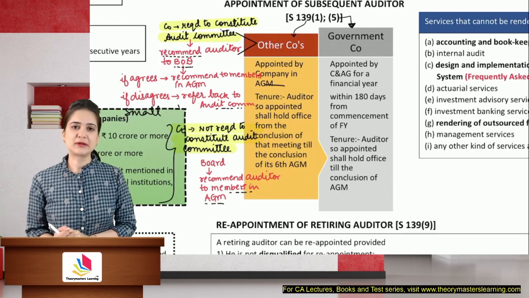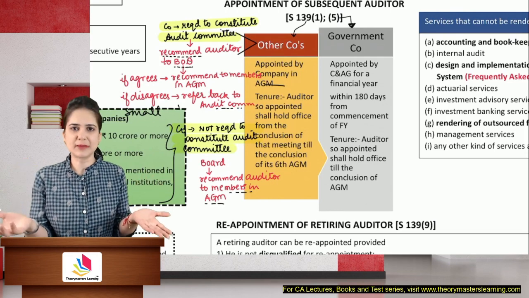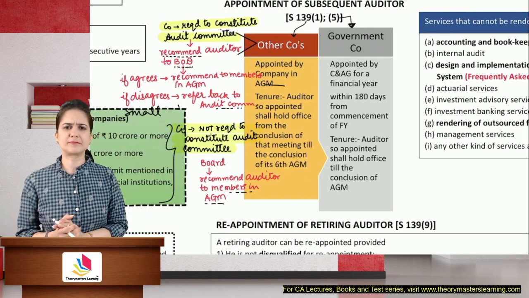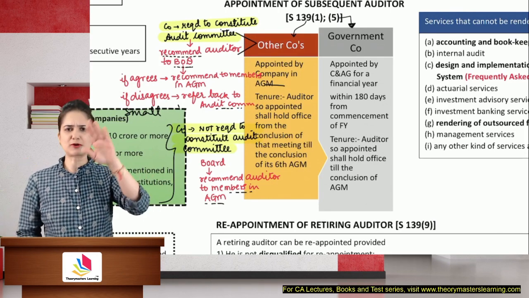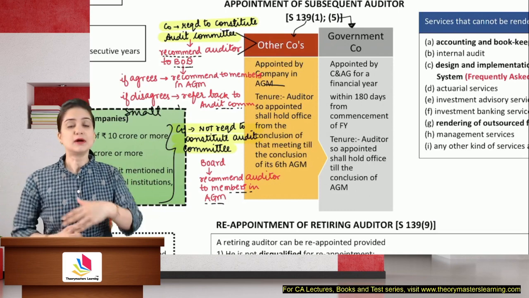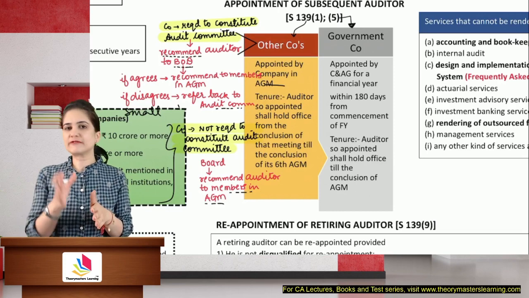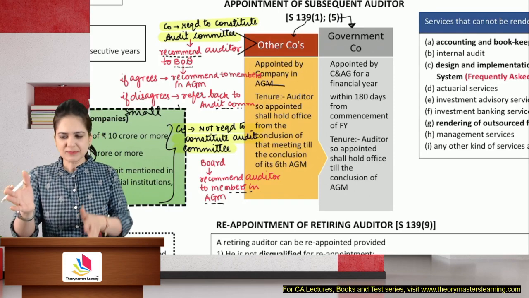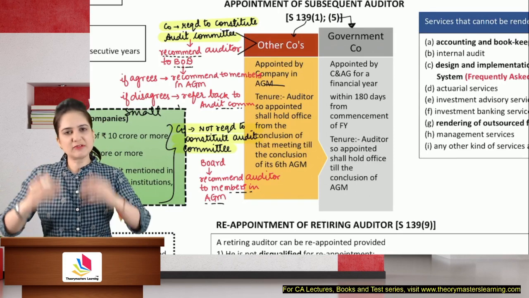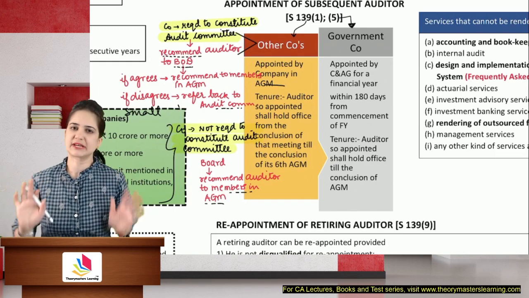Now it may so happen that the audit committee is suggesting some name, and the board of directors are not happy, so they have referred it back to the audit committee, but the audit committee is adamant: no, we will stick to this person only. Then in that case, the board of directors will suggest one name, the audit committee has suggested one name, we will place both before the members, and then they will decide what to do.